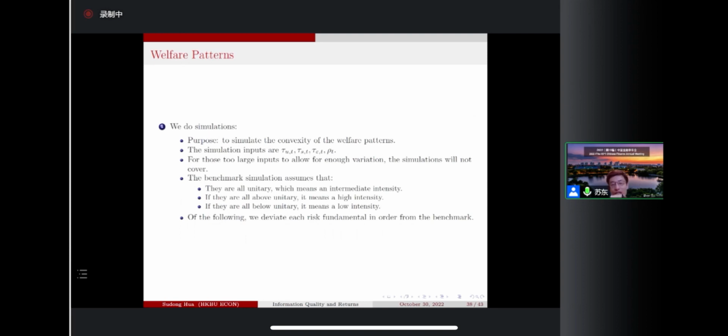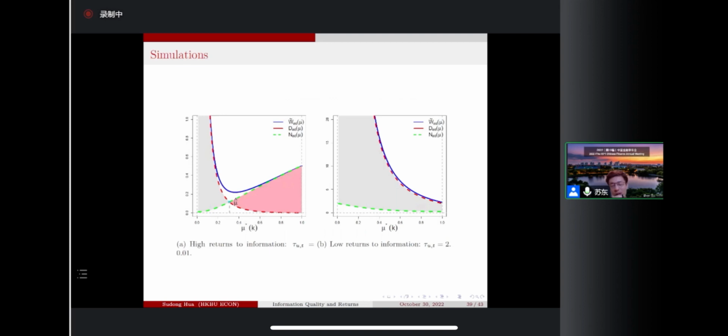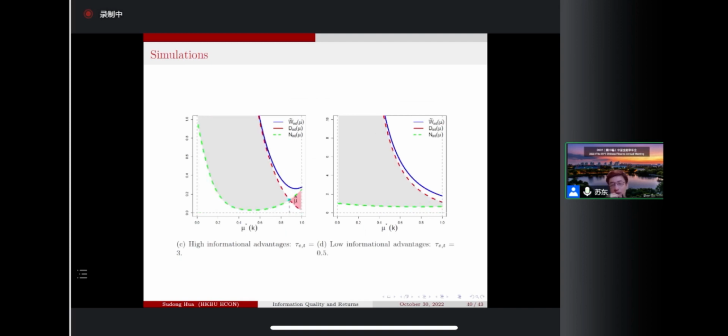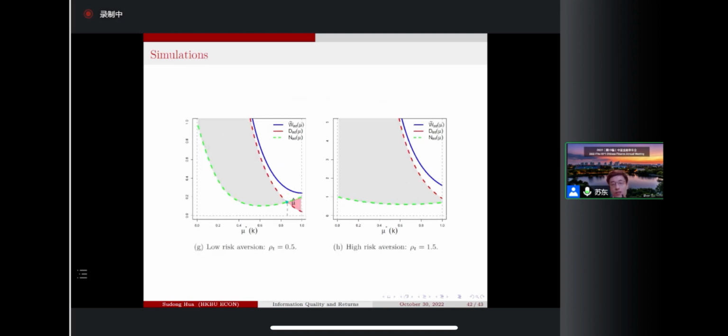So I'm doing some simulations to close this section. I choose the four risk fundamentals, and I choose some intermediate values, low values, and high values, and then I draw the pictures for each of them. I have 8 panels, 2 for each risk fundamental. We can see here that the convexity is very clear, and I verify the convexity for both the IP and IE effects, and they are super consistent. That's it. I wrap up, and that's my introduction to this paper. Thank you.